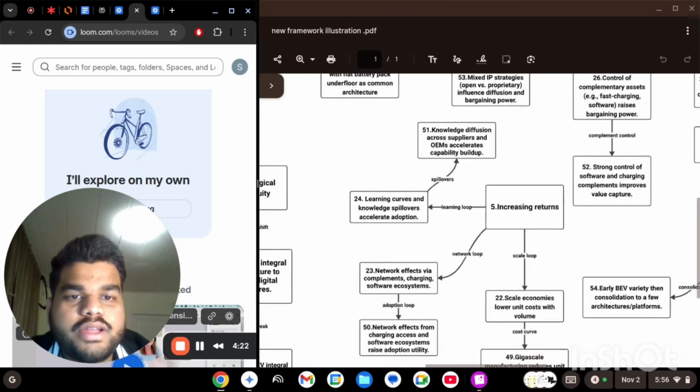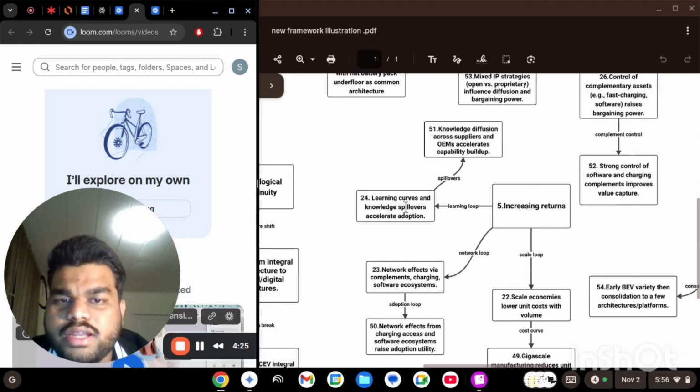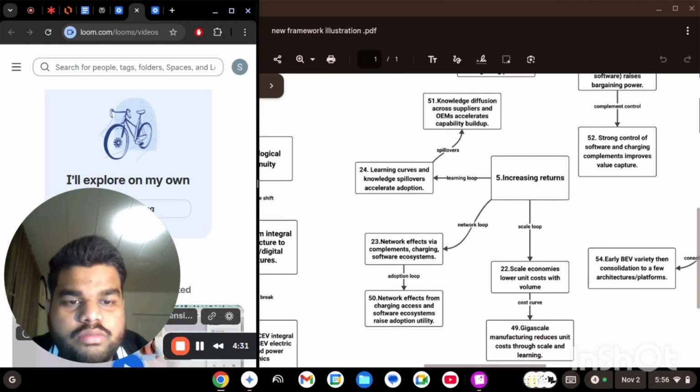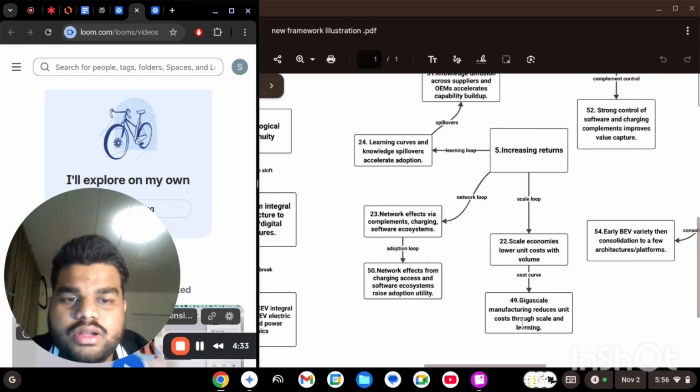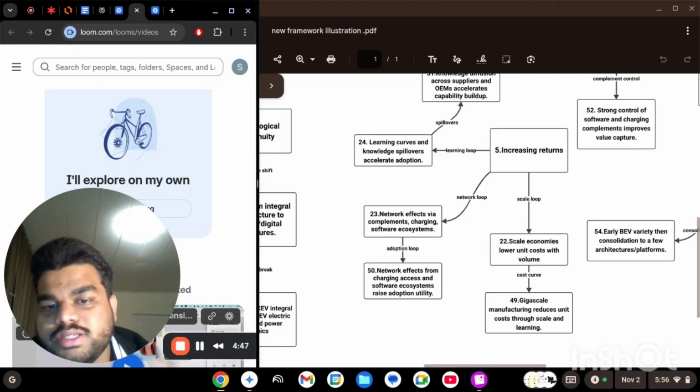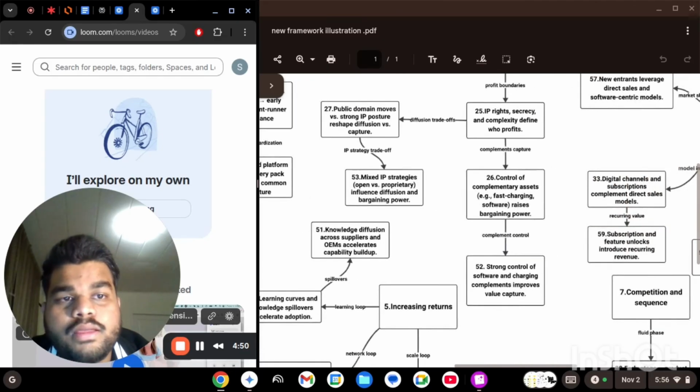And the fifth one is increasing returns. This learning loop has learning curves and knowledge spillovers. This scale loop has scale economies, lower unit cost with volume. Giga-scale manufacturing reduces cost through scaling and learning. This network loop creates a network via complements, charging, and software ecosystem, and this adoption loop has network effects on charging access and the software ecosystem and raises adoption utility.